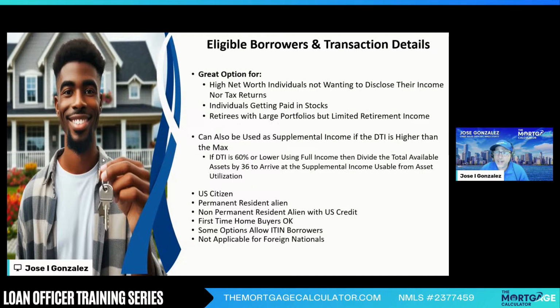So what are the transaction types that we would be looking at here? Eligible borrowers. Who is the asset utilization loan a good fit for, right? So this loan is a great option. Now, it's obviously going to be pretty obvious here, but you never know some of these, right? It's a great option for high net worth individuals not wanting to disclose their income nor their tax returns, right?